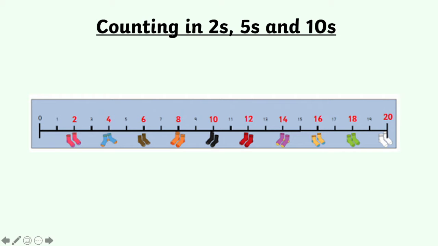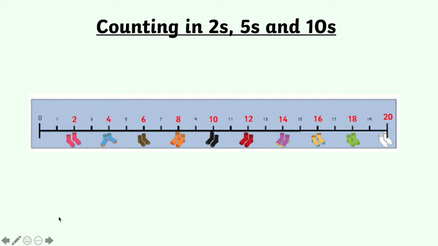So here we've got a number line showing counting in twos, and I really like this representation because you can see that counting in twos is just like missing out a number. So you can see here that the small numbers are like the numbers that we're missing out, and the numbers in red are the numbers that we're counting. So let's just do this. Let's count up from 0 to 20 in twos.